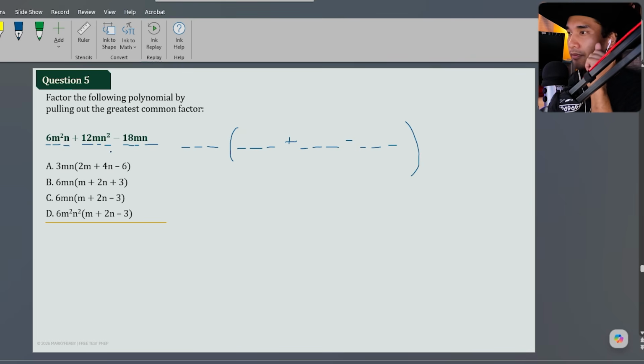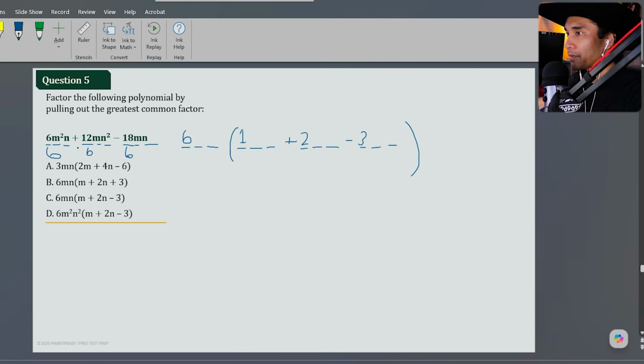So for the first term, the greatest common factor that could be pulled out from the 6, the 12, and the 18 is 6. So 6 divided by 6, and I'm going to put the 6 here first on the outside because we're taking it out. 6 divided by 6 is 1, so I'll put a 1 right here. 12 divided by 6 is 2, so I will put a 2 right here. And 18 divided by 6 is 3, so I will put a 3 right here. Okay, we are done with the numbers.